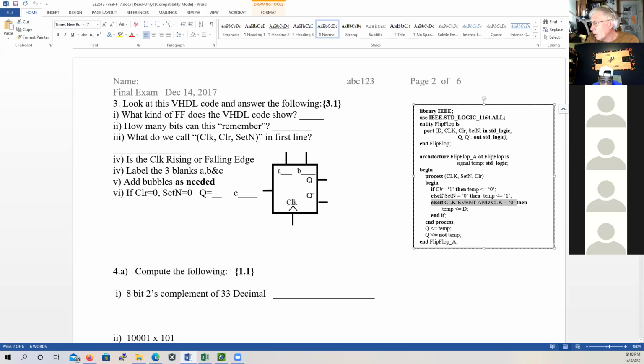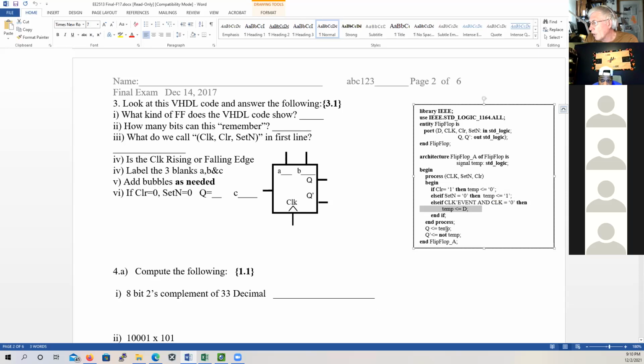Okay, and then you have an if statement here. If clear is 1, then temp equals 0. Else if set is 0, then temp equals 1. So you have a clear and a set. And then if both of these are not true, then you check this: did the clock just tick and now it's 0? Well, in that case, temp equals D, which is what the D flip-flop does, right? It's going to set the temp to D.